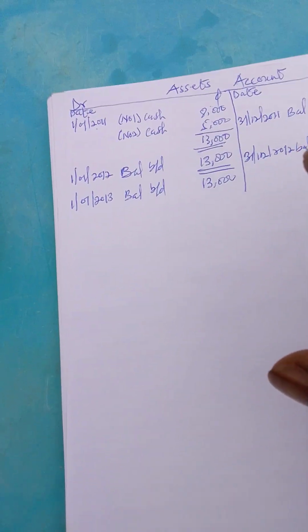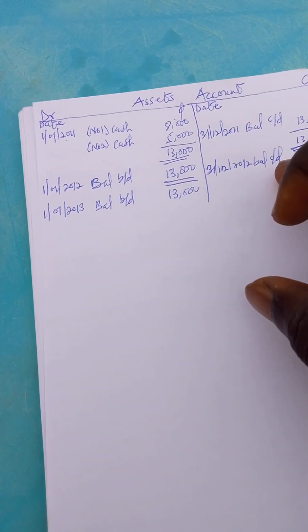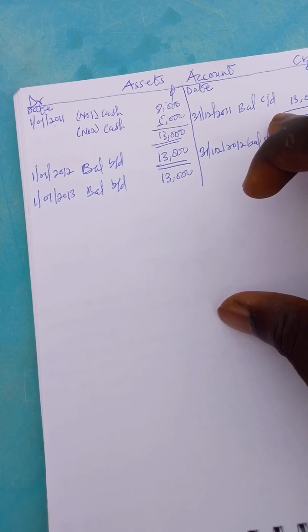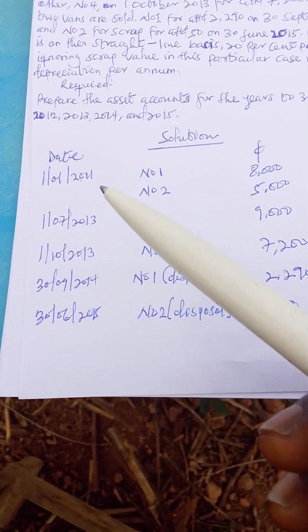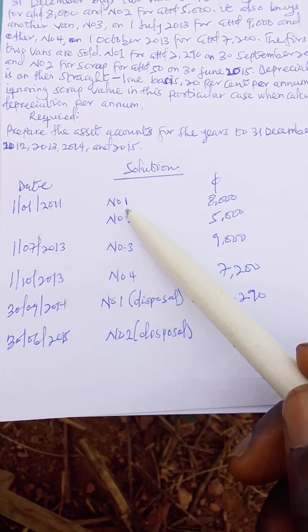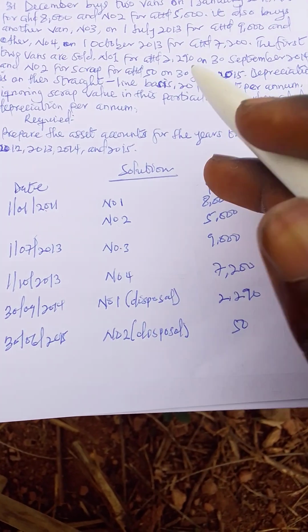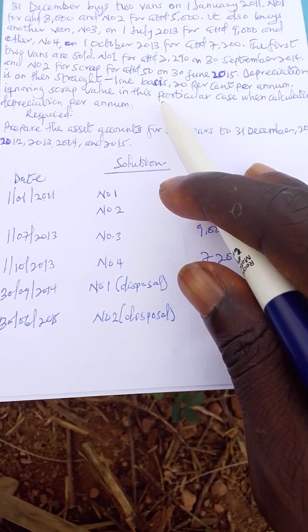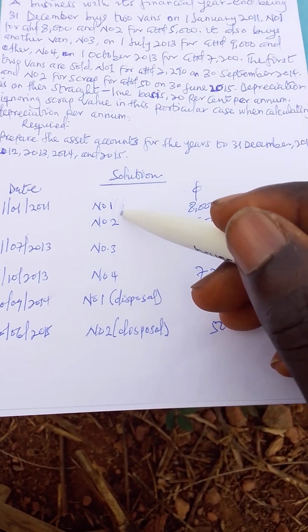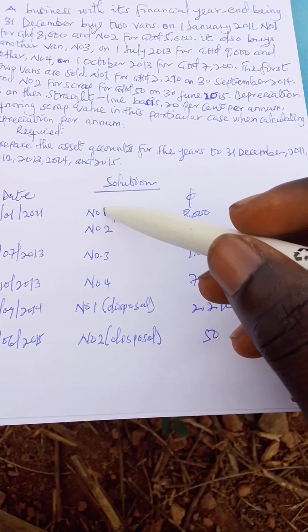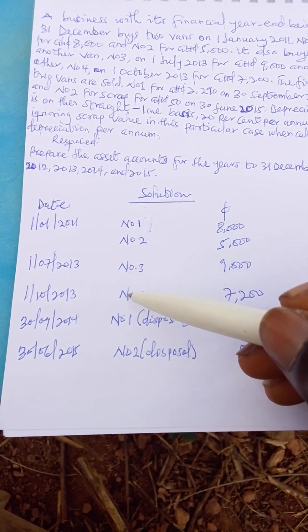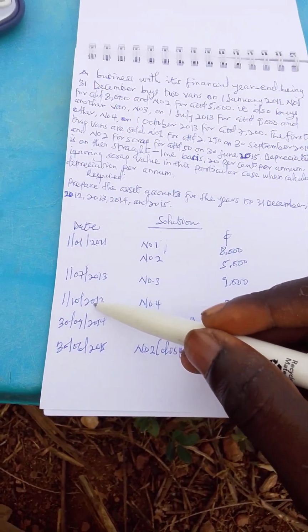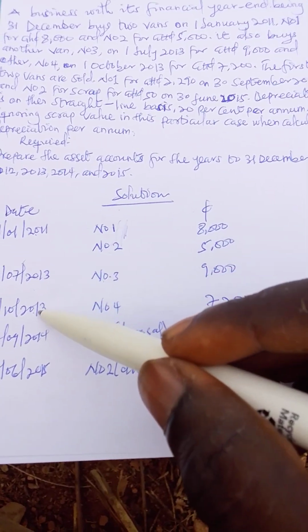But in 2013, an asset was introduced. So let's go back and check. You could see that in 2011 an asset was introduced, but in 2012 no asset was introduced. That's why we balance off the accounts there. So the same number of assets or vans were used in 2012. In 2013, two assets were introduced on different dates, but in the same financial year, 2013.